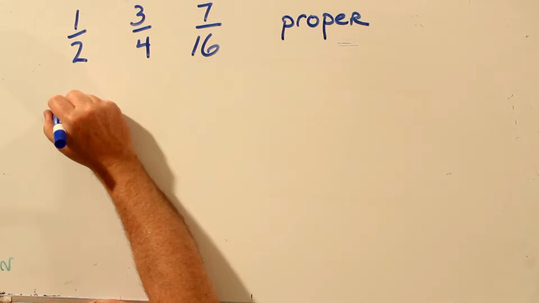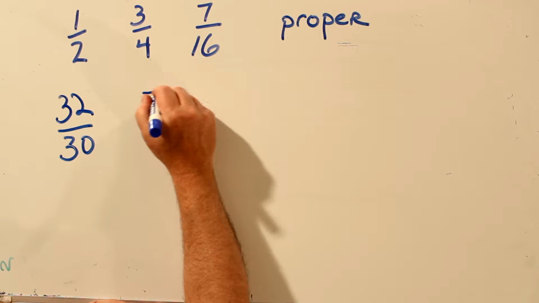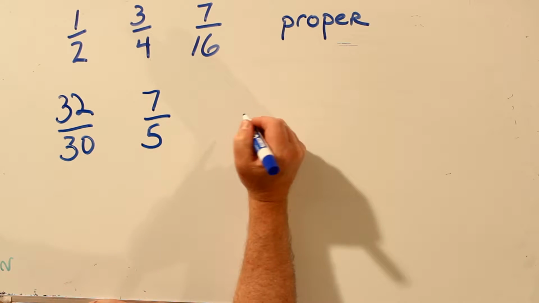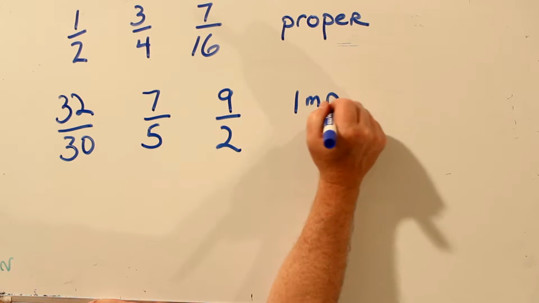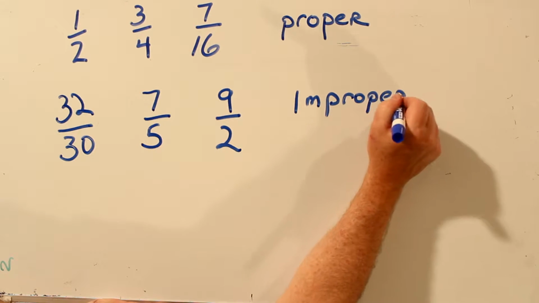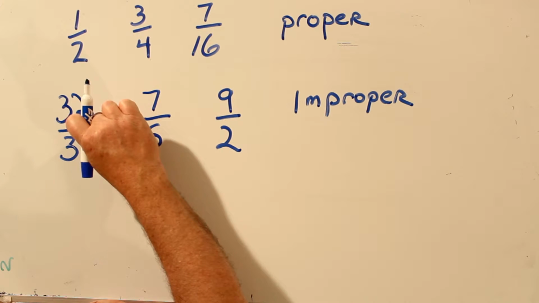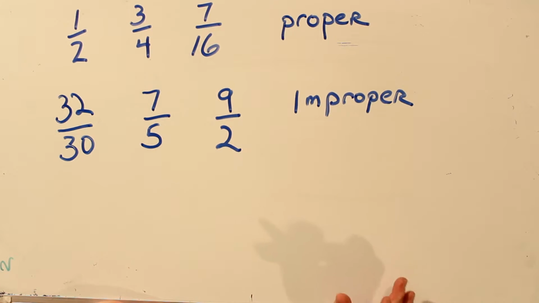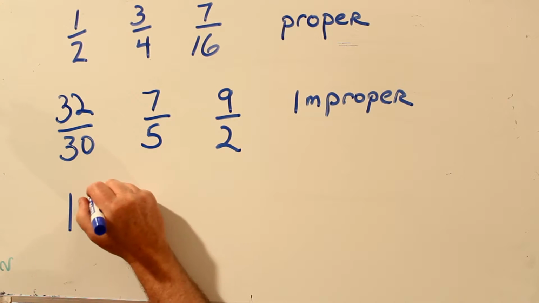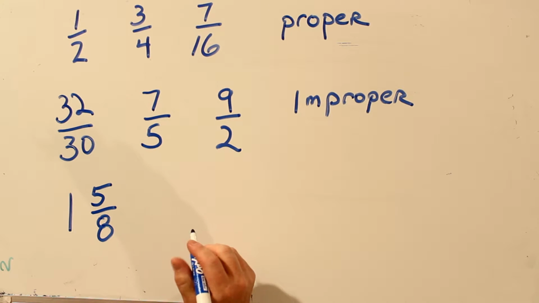A number like 32/30, or 7/5, or 9/2 are improper fractions. Improper because the top number is bigger than the bottom number, which means that this is more than one whole. It's a whole thing plus part of another. Improper fraction. And then finally we have numbers that contain both whole numbers and proper fractions.